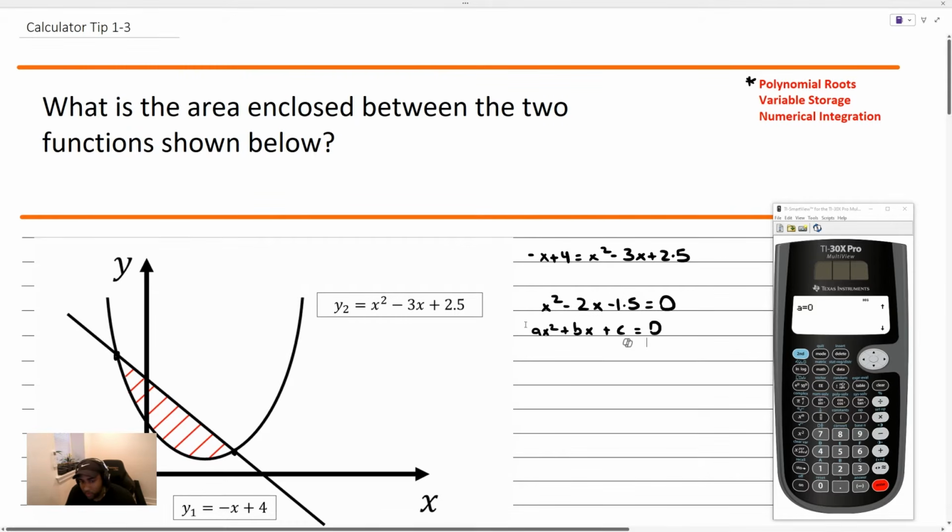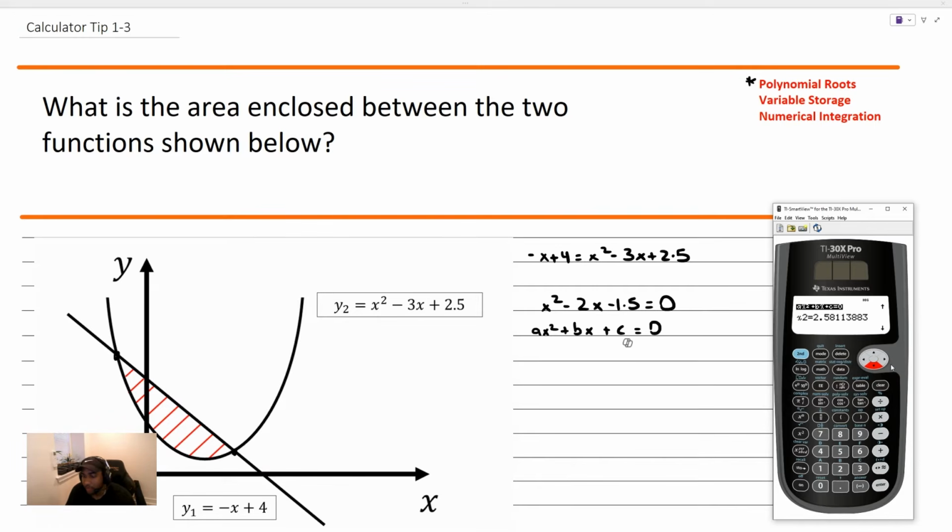From here, we can read off by inspection that a is equal to 1, b is equal to negative 2, and c is equal to negative 1.5. We're going to go ahead and solve that. And we did our first calculator tip here. We got the roots x1 corresponding to the lower bound and x2 corresponding to the upper bound. That makes sense because we have one that's negative and one that's positive.